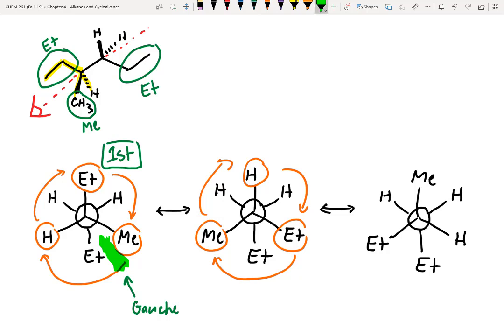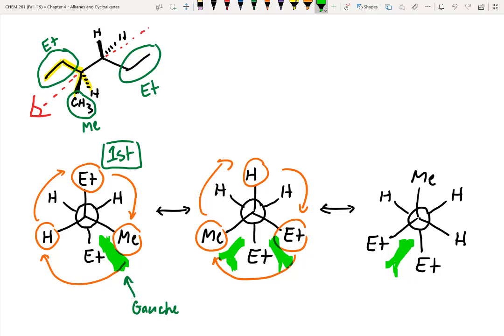All right, do we have gauche interactions in the next two? Yeah, anytime we have groups running into each other that are non-hydrogen groups. So right here we've got a methyl-ethyl clash. Over here we've got an ethyl-ethyl clash. Then here we've got an ethyl-ethyl clash. And that's it, right? All right, that gives us a clue as to which one's second most stable.